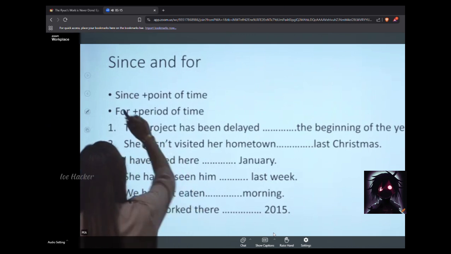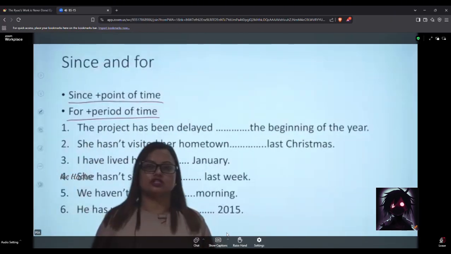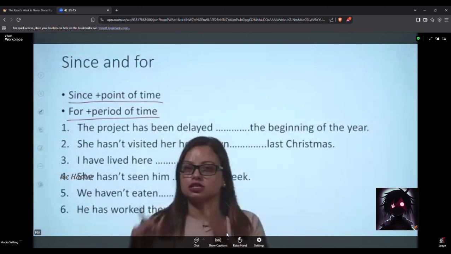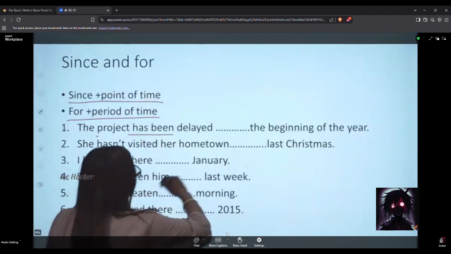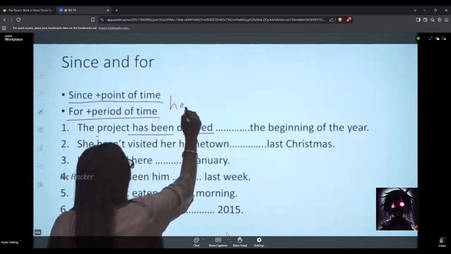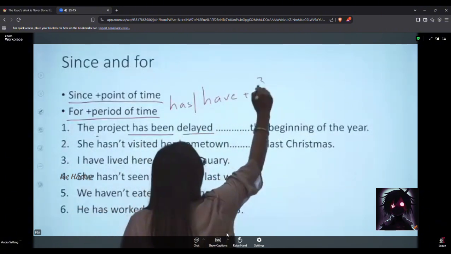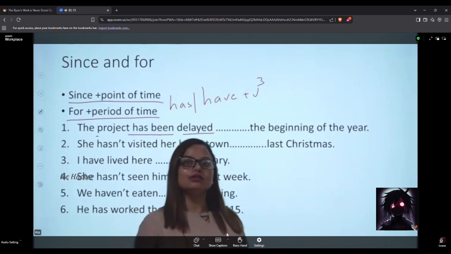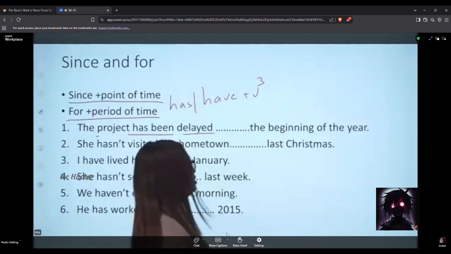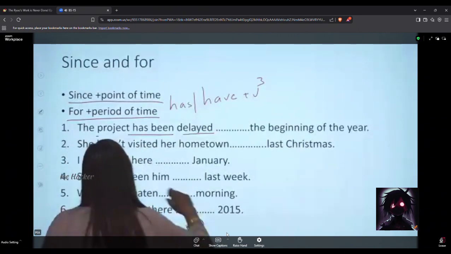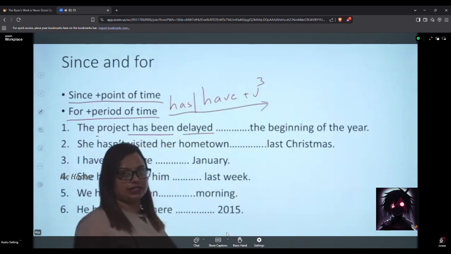Look at here, "since" plus past time, "for" plus period of time. The project has been, look at here, the structure of present perfect tense. The project has been delayed: has or have plus verb 3. For "since" and "for" only, perfect structure. You have to go for the structure of perfect, not any other. So the project has been delayed. This is the structure of present perfect tense.